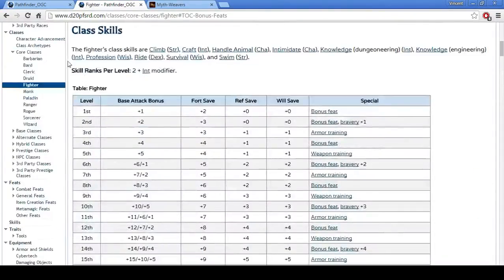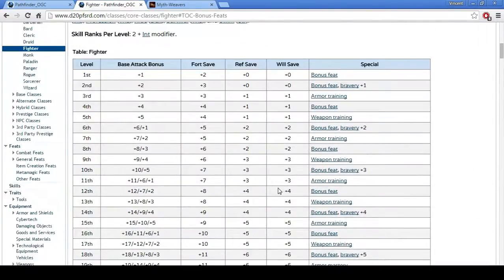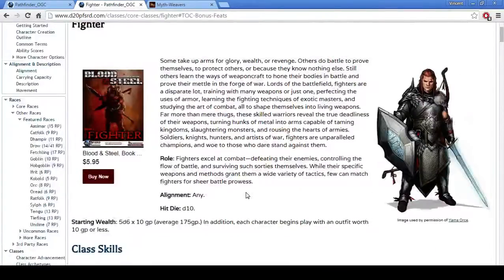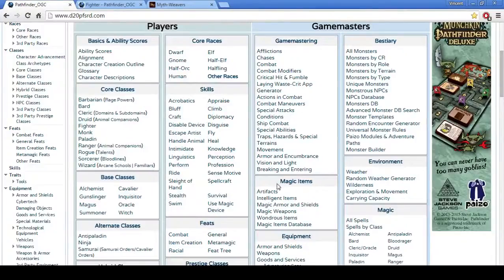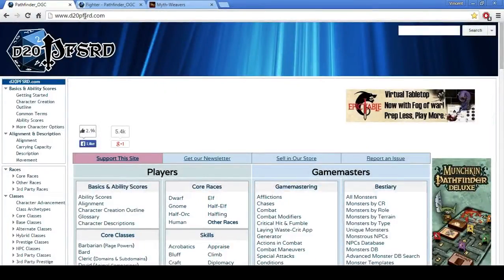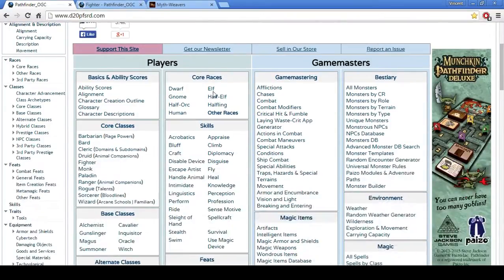So yeah, now you know how to read this sheet and what all these things are. The next thing you want to do is pick a race. So we're going to go back to the first page here, the D20 PFSRD page, and there's a couple of races listed here.